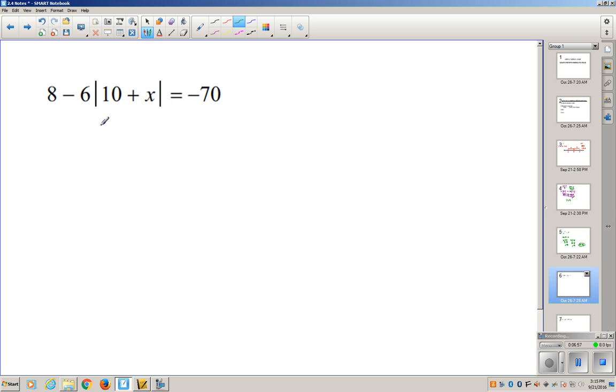Let's go to the last example here. So now this is going to take a couple of steps. Obviously we have the 8 and we have the negative 6 that we need to get rid of, because remember, step 1 is to isolate the absolute value. So the question is, which one are we going to do first? Well, we're going to go backwards in the order of operations. So instead of first multiplying by negative 6, and then subtracting that from 8, we're going to work backwards. So the first thing I'm going to do is get rid of this 8.